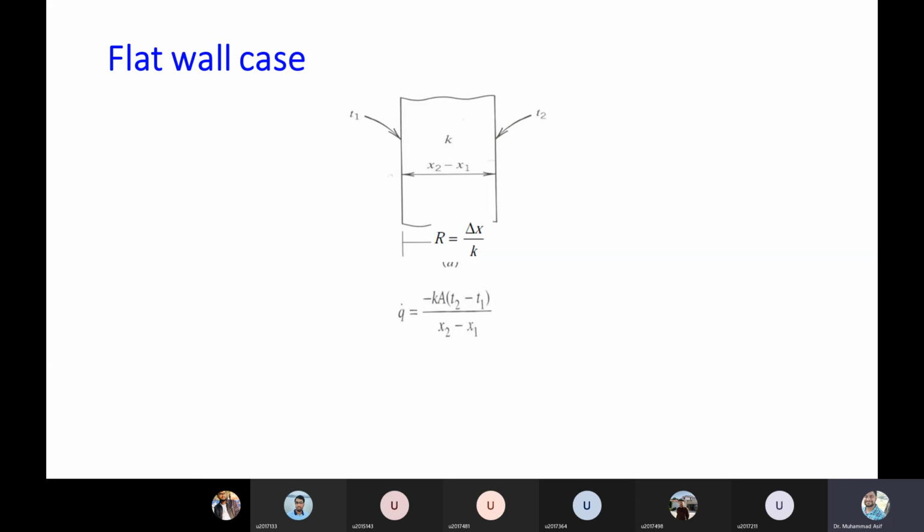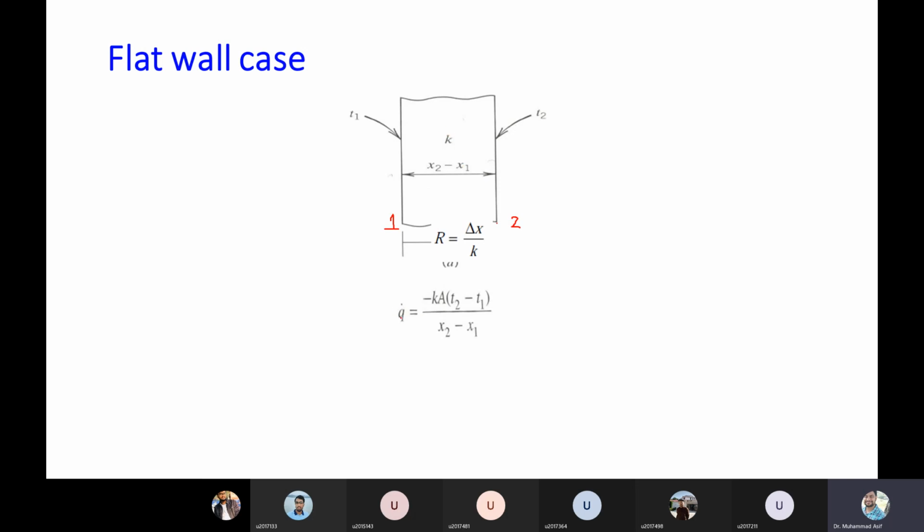Now let's first consider the heat transfer through a flat wall. Let's say this is a flat wall, and it has an indoor condition and an outdoor condition. Let's say this is point 1, with temperature T1 and dimension x1 with reference to any point. Similarly, the outside point has temperature T2, and the thermal conductivity of the wall is K.